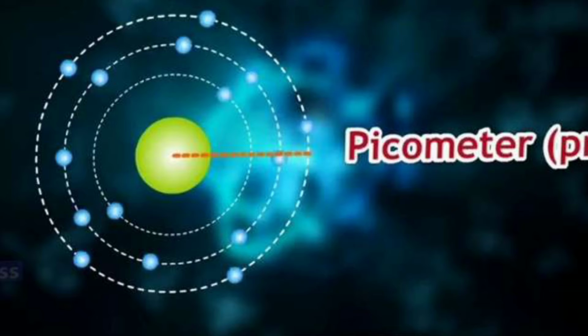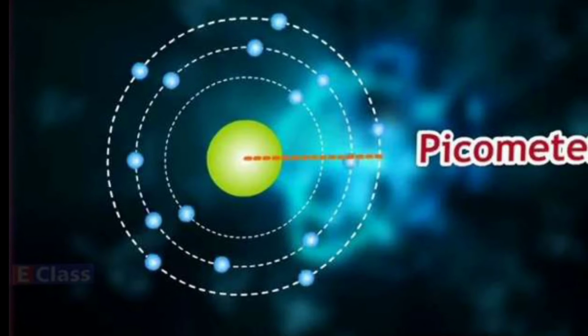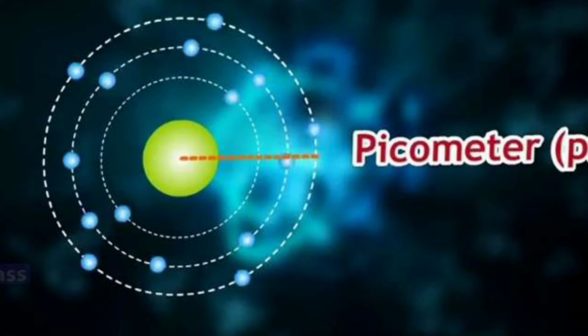What do you mean by atomic size, children? Atomic size is nothing but the radius of the atom, that is from the nucleus to the outermost orbit. So atomic radius or atomic distance is the distance between the nucleus of the atom and its outermost shell.